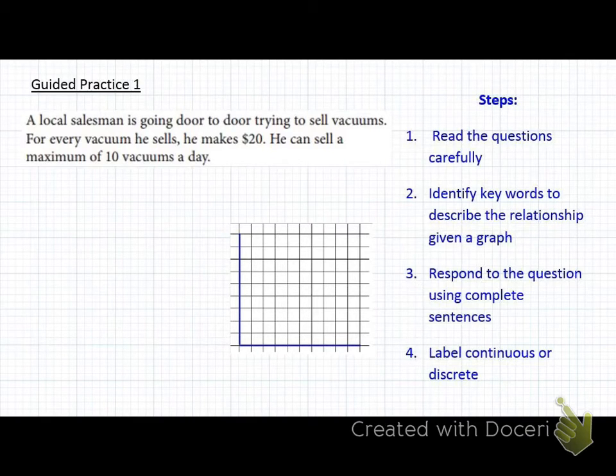Okay, one more time. Listen to the story. A local salesman is going door to door to sell vacuums. For every vacuum he sells, he makes $20. He could sell a maximum of 10 vacuums a day. Okay.